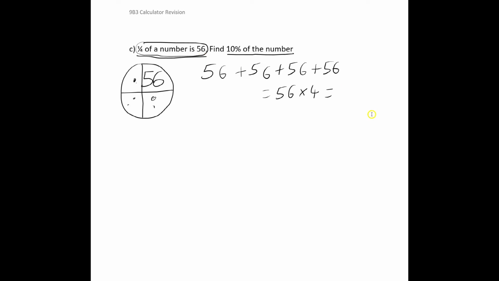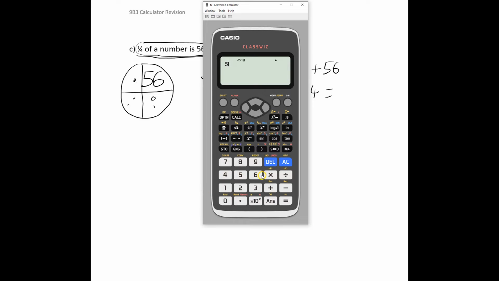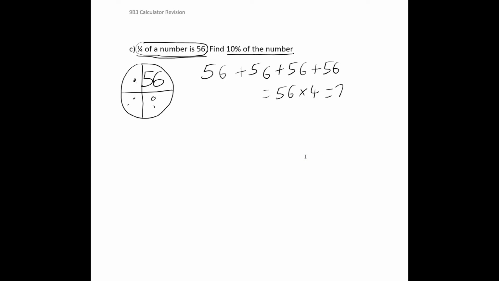Now that, I believe, is 124. Yeah. So just to prove it to you, 56 times 4. I'm actually wrong then. No, it's not. No, it's definitely not that. It's going to be 224. There we go. So that's 224. That's what the whole number is.